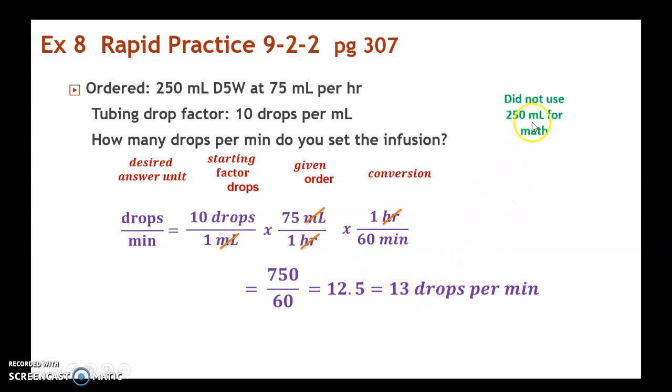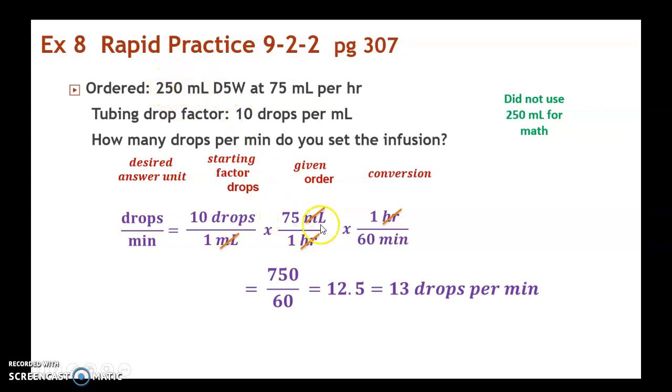Now I did want to point out that we didn't get to use the 250 milliliters, right? I was reading through it and thought I might use it, but we went with the 75 milliliters per hour because that one has the timing written with it, right? It's 75 milliliters per hour, and I could change hours into minutes. This 250 milliliters, it didn't have any timing with it whatsoever, okay?